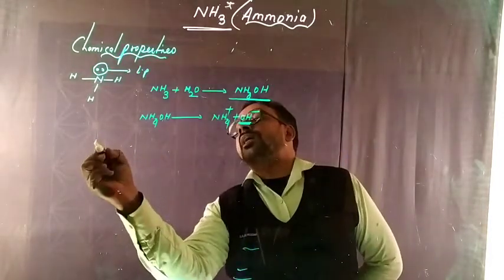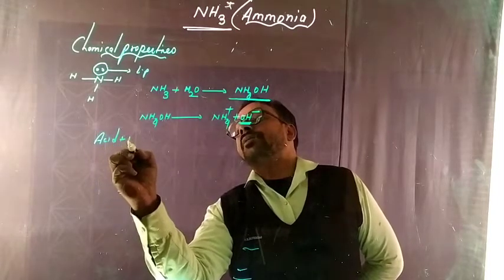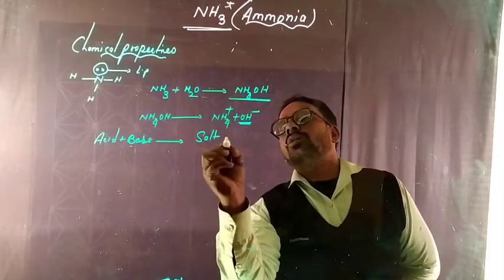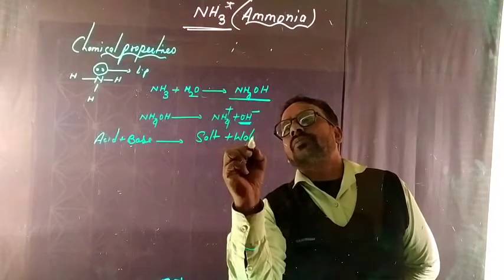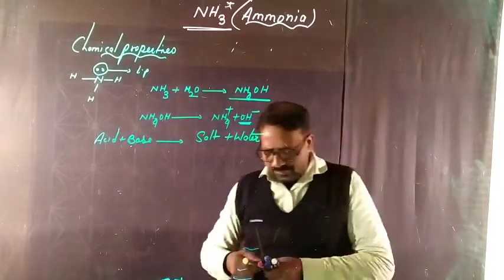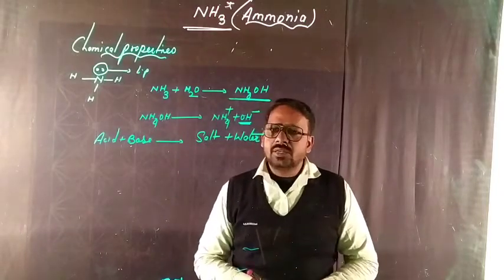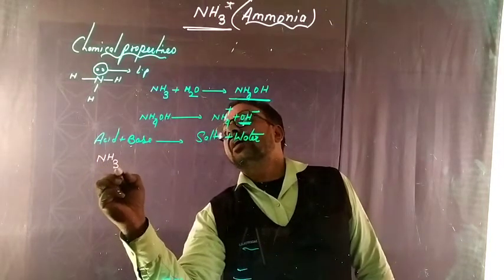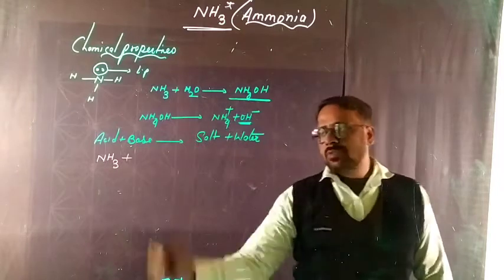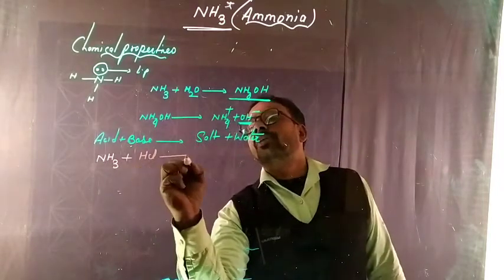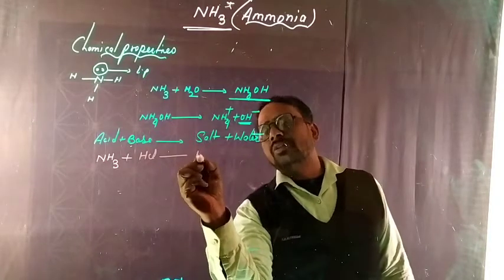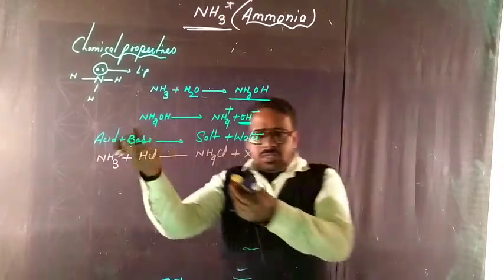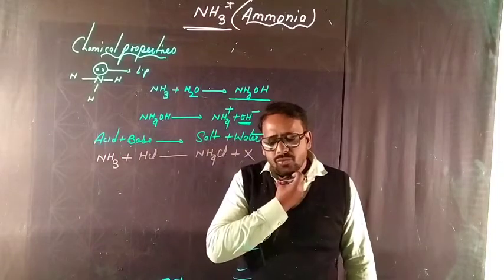So, we know that whenever acid reacts with base, what do they give? Salt plus water. We know that when an acid reacts with a base, we will get the salt and water. So suppose we take ammonia NH3, and you can take any acid. Suppose you take HCl. What will you get? Salt, definitely, NH4Cl, but you will not get water because the oxygen molecule is not there.